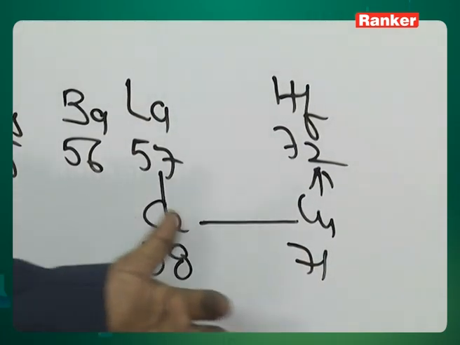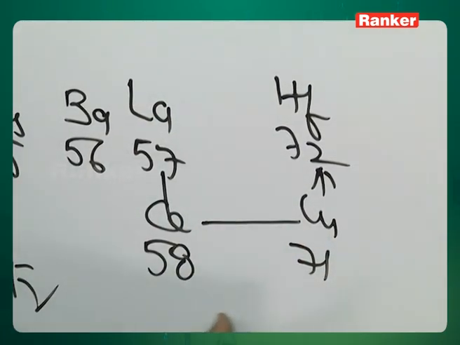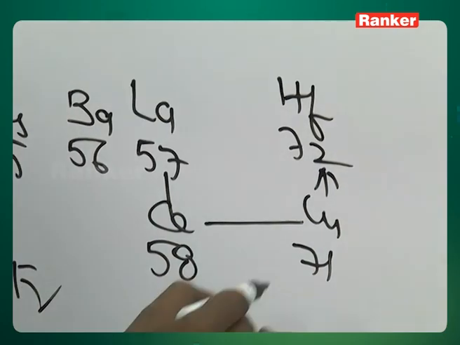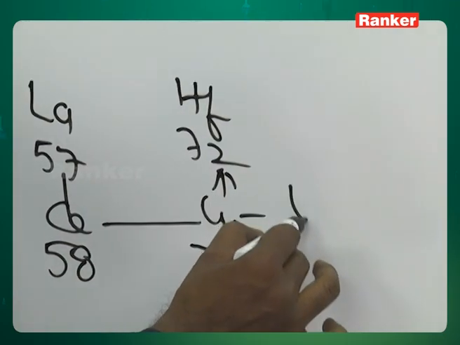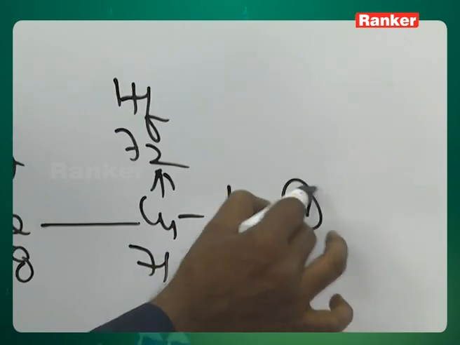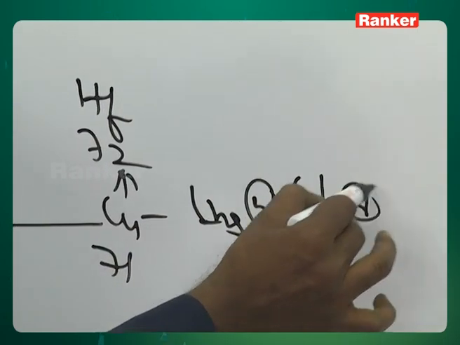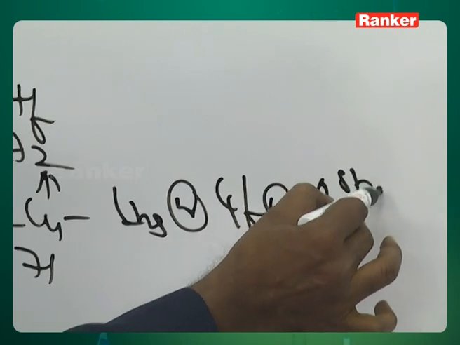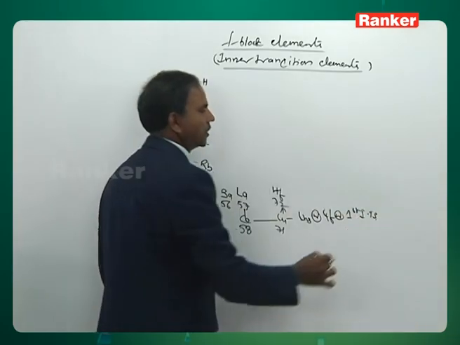This particular cerium to lutetium, 58th element to 71st element, these you can consider as lanthanides, or the 4F series, or we can consider as the first inner transition series.